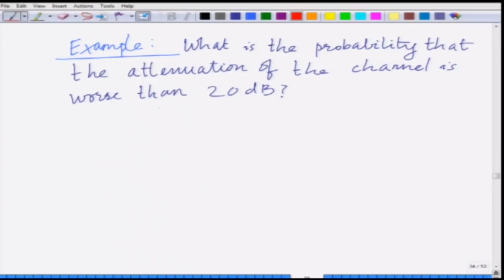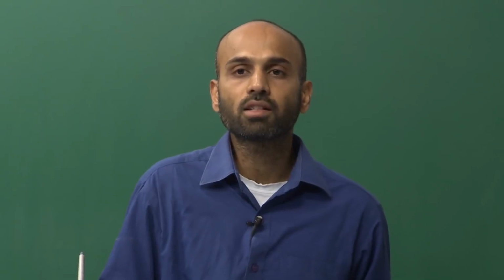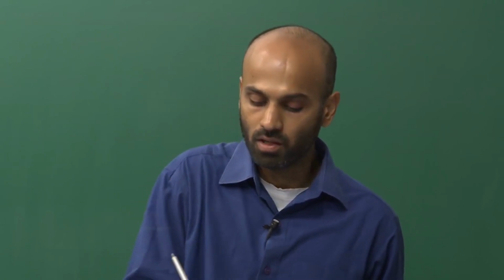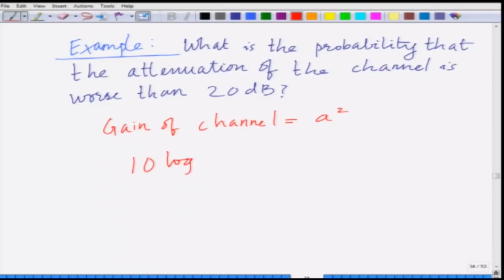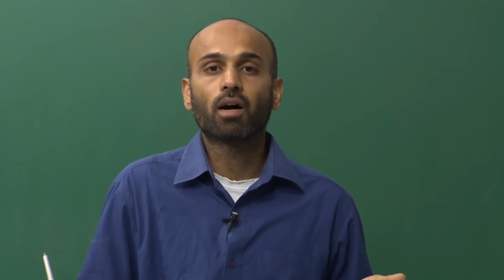So, let us look at the gain of the wireless channel. The gain of the channel equals the amplitude squared, which is a square. If the attenuation is worse than 20 dB, it means 10 log 10 of a square is less than minus 20 dB. So, the attenuation of 20 dB implies the power gain of the received signal is minus 20 dB or lower.